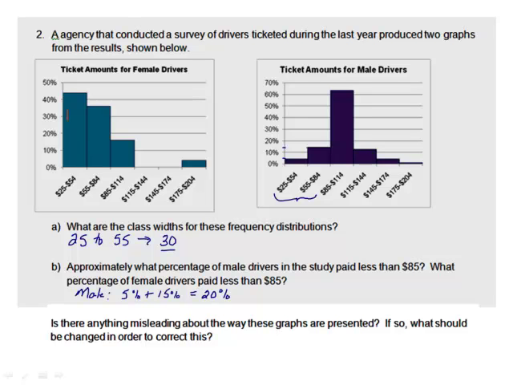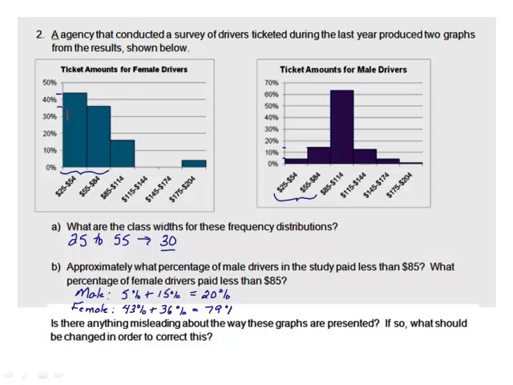And for the female drivers that paid less than $85, again we're looking at those first two classes, estimating where they are as percentages, and we're adding the percentages for those first two classes together. So for the first one we could say we have about 43%. For the second one it looks like about 36%. So if we add those we get 79% approximately.